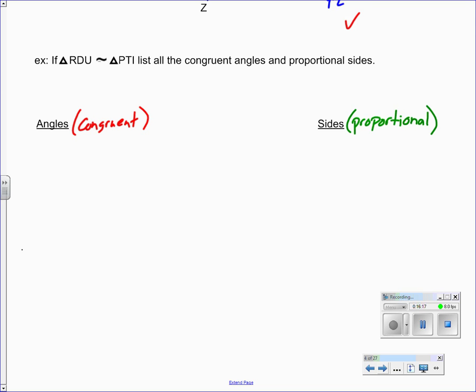Again, it's written out in the corresponding order. So I have RDU, 1, 2, 3, similar to triangle PTI, 1, 2, 3. The 1's correspond, the 2's correspond, and the 3's correspond. So I can say angle R, the first one on the first triangle, is congruent to angle P, the first one on the second triangle. Angle D is congruent to angle T, they're both the second, and angle U is congruent to angle I, they're both the third.